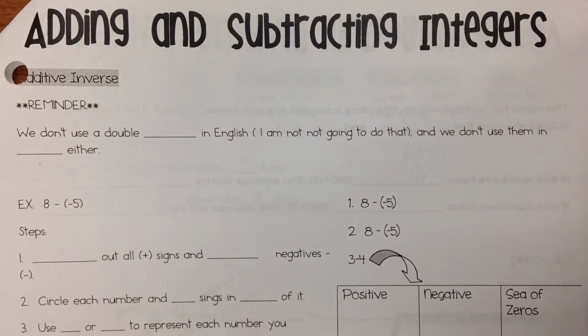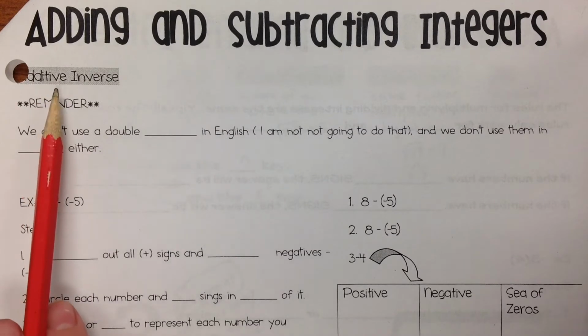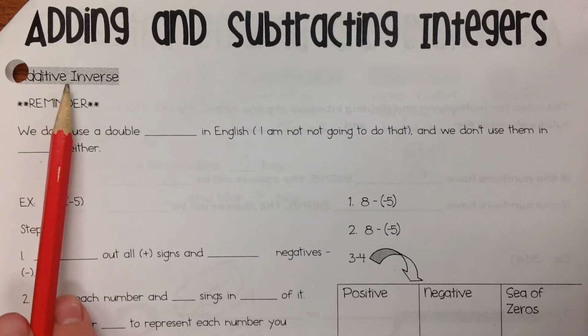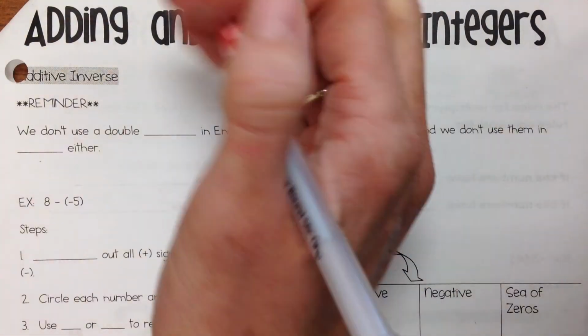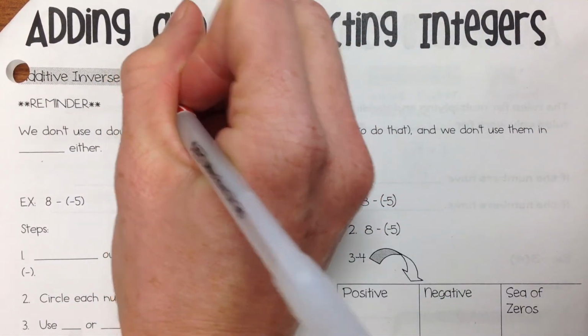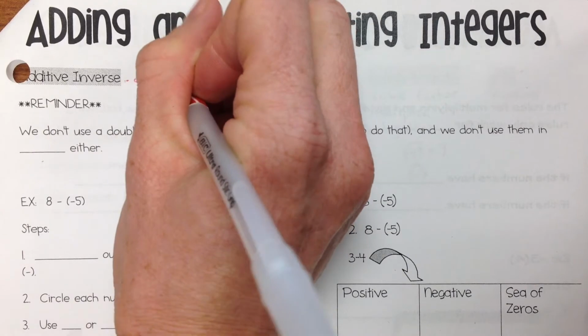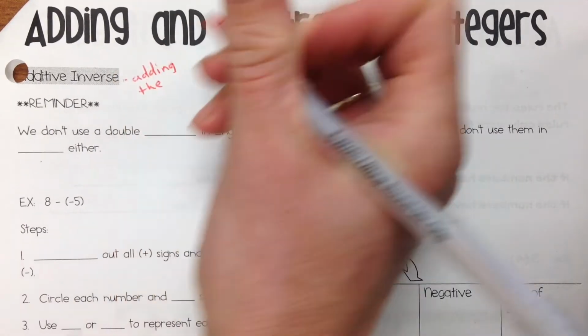Okay, class, today we have adding and subtracting integers. The only definition we have here that we need to go over is additive inverse. Basically, this is adding the opposite. So, you've already defined this, but here's a quick reminder.